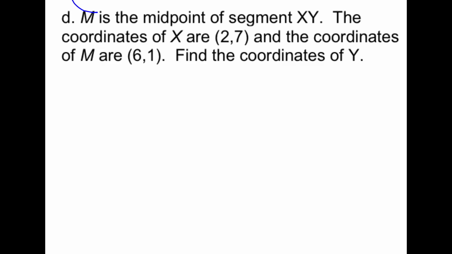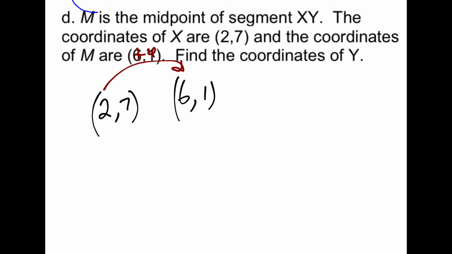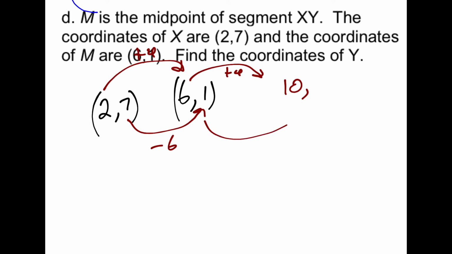Here's one more example. They tell us that M is the midpoint and has this coordinate 6, 1. And the first endpoint is 2, 7. So how do I get from 2 to 6? I add 4. How do I get from 7 to 1? I subtract 6. So let's do that again. Plus 4 to the x gives me 10. Minus 6 to the y gives me a negative 5. This is my other endpoint.